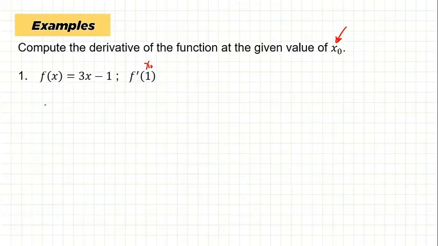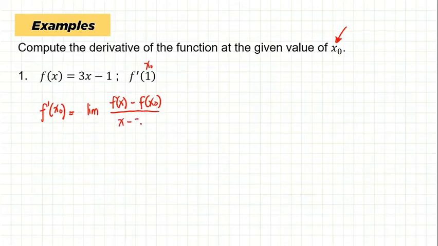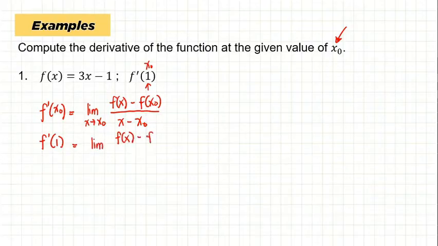Now from the given formula, we have f prime of x sub o is equal to the limit of f of x minus f of x sub o all over x minus x sub o as x approaches x sub o. Now let us substitute the value of x sub o, which is 1. So we will have f prime of 1, and that is equal to the limit of f of x minus f of 1 all over x minus 1 as x approaches 1.